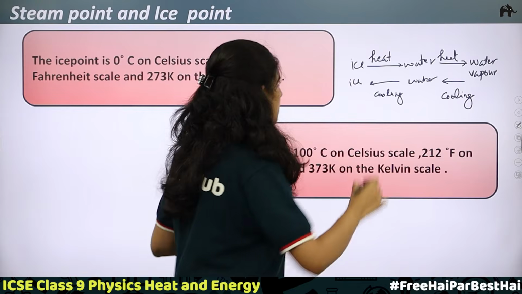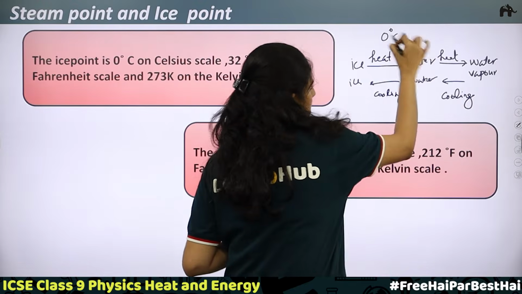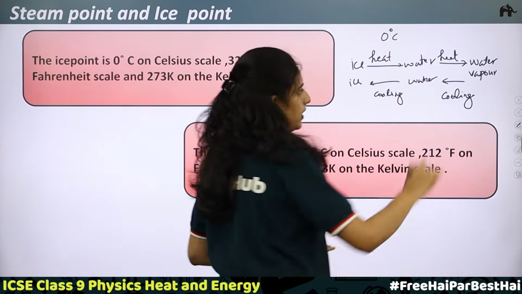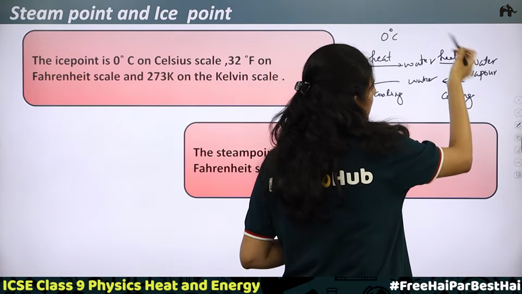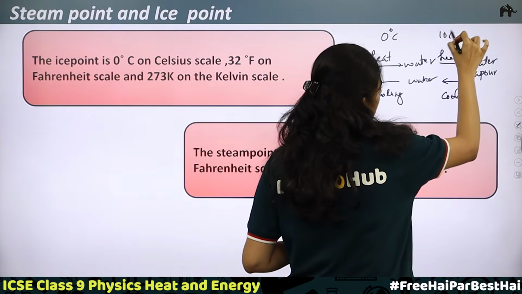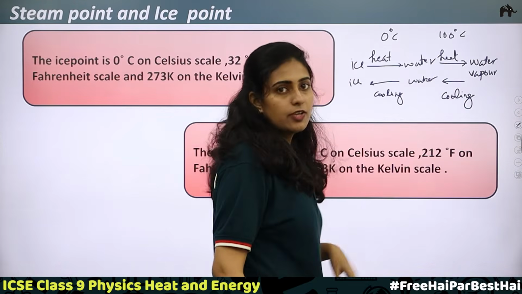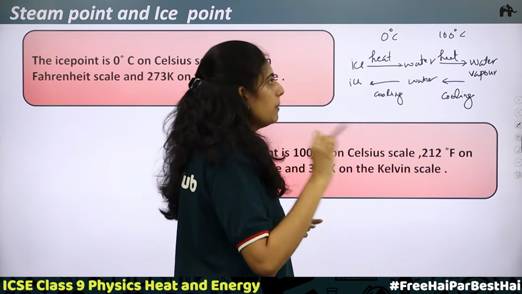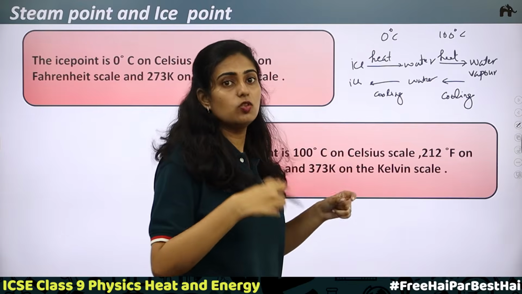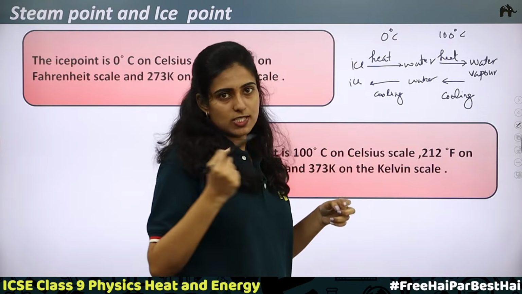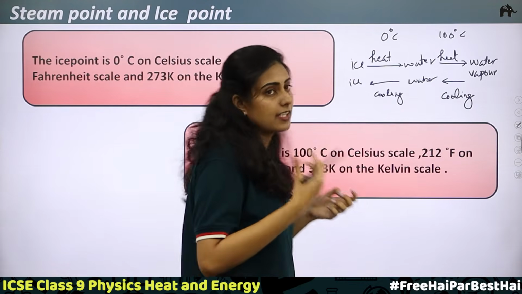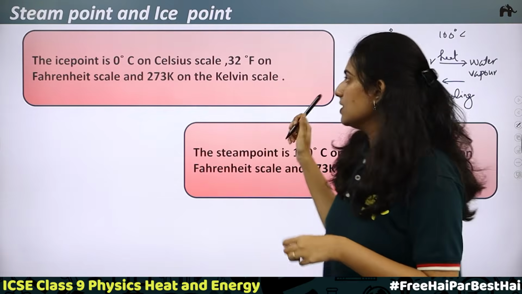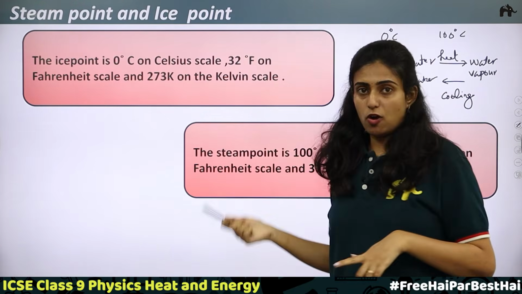So what is the melting point? It is 0 degrees Celsius. 0 degrees Celsius is the melting point, and the boiling point is 100 degrees Celsius. So when you start heating water, only when the temperature becomes 100 degrees Celsius will the boiling process start. Clear? Now, similarly is the case of ice point and steam point.